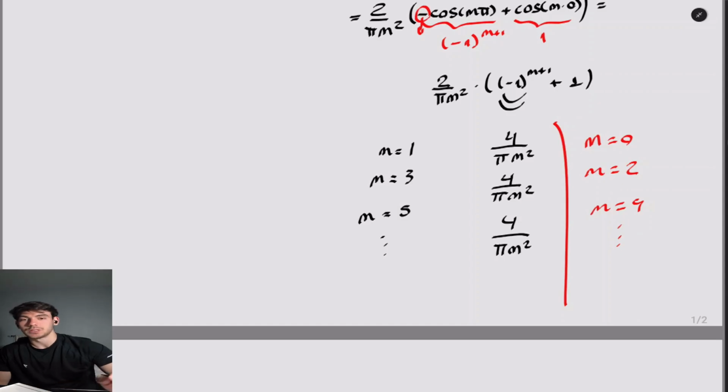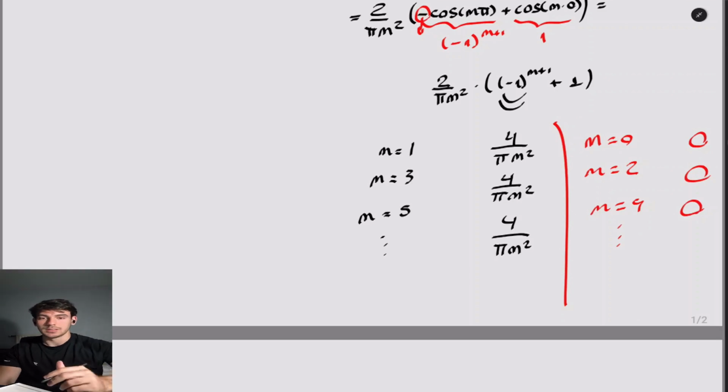Minus 1 plus 1 equals 0. So we'll have 0 as the value of Bn. N equals 2, minus 1 to the power of 3, that's minus 1, minus 1 plus 1 equals 0, and that goes on. So if our n is pair, our Bn is automatically 0.